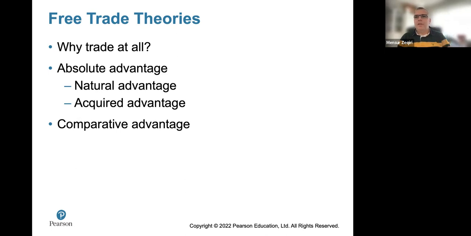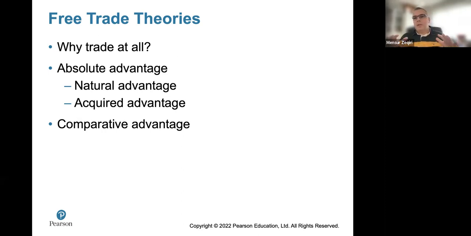And on the other side, we have process technology. Process technology helps countries to more efficiently produce a homogeneous product, a product that is not easily distinguished from those of competitors. That's why we can say that countries that develop product or process technologies have acquired advantage in these cases, which is different from natural advantage.